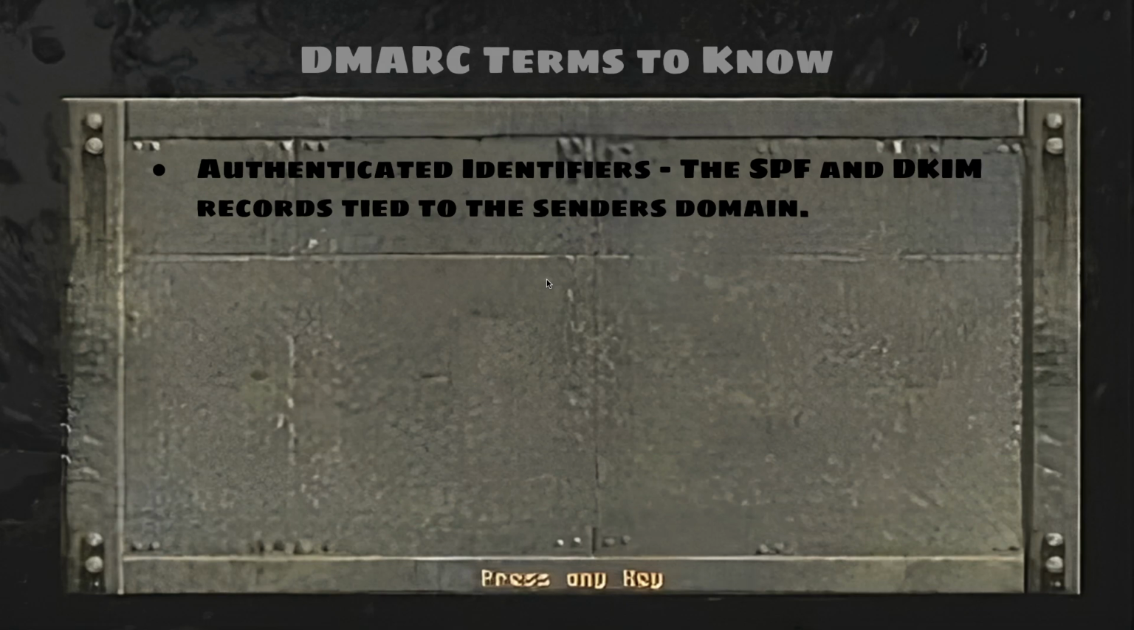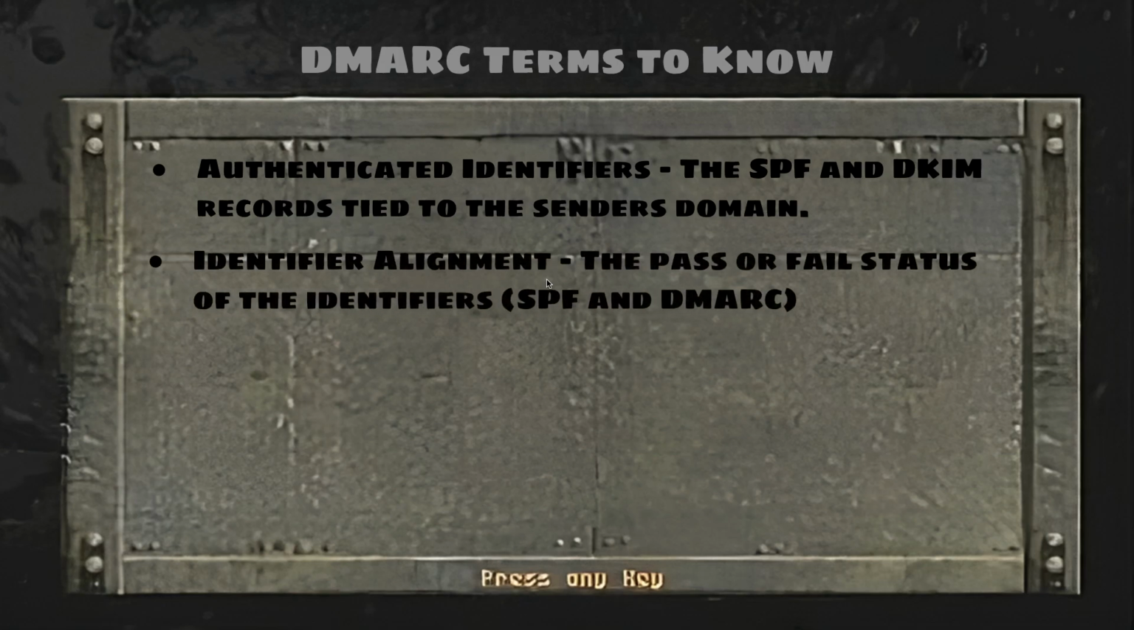Okay, so here are some terms that are going to be important when you start talking about DMARC. You have authenticated identifiers: SPF and DKIM. Who knows, maybe down the road they'll add some more to that. But the term authenticated identifiers refers to those technologies, the technologies used to authenticate DMARC.